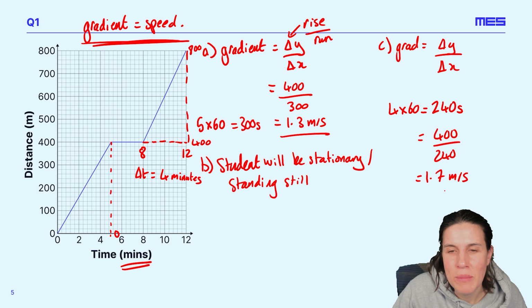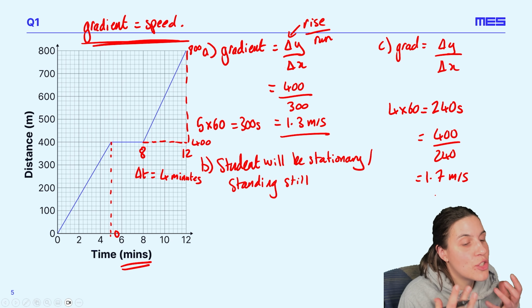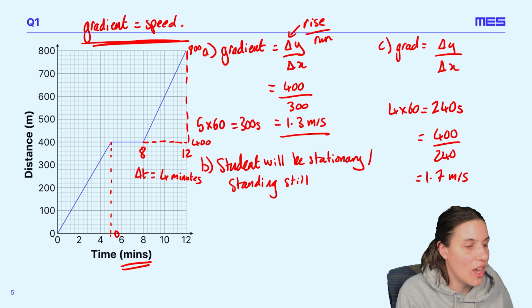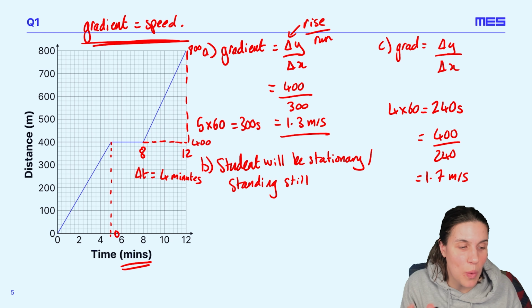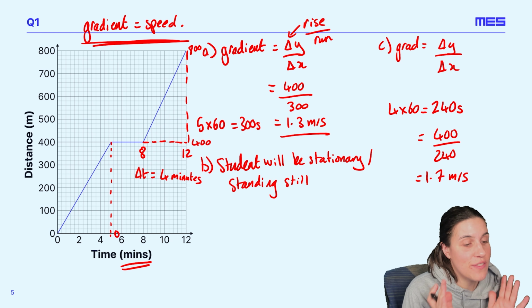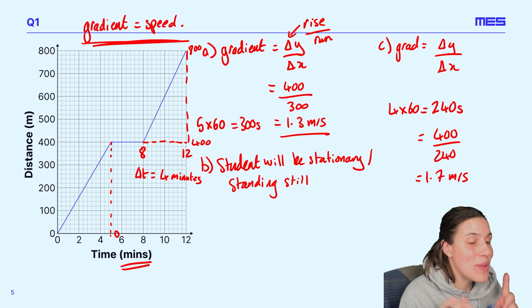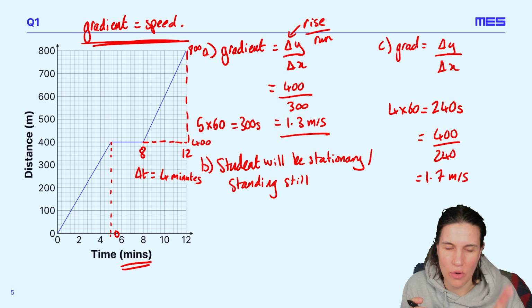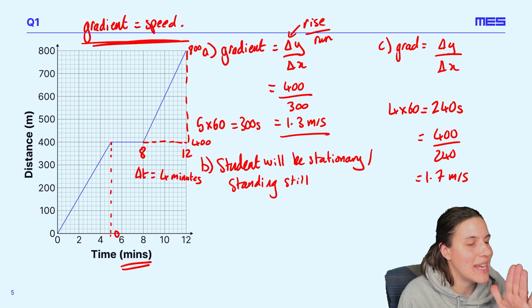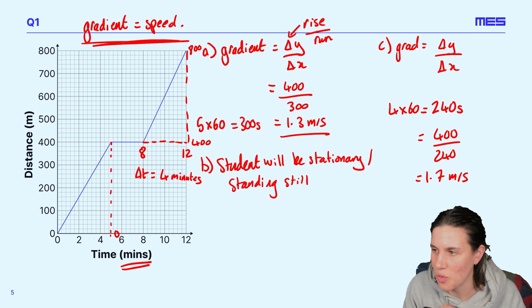1.7 meters per second. So the student is walking faster between minutes 8 and 12 than they are in the first 5 minutes. And actually, we can tell that because if we look at the graph, that second line looks slightly steeper than the first one.